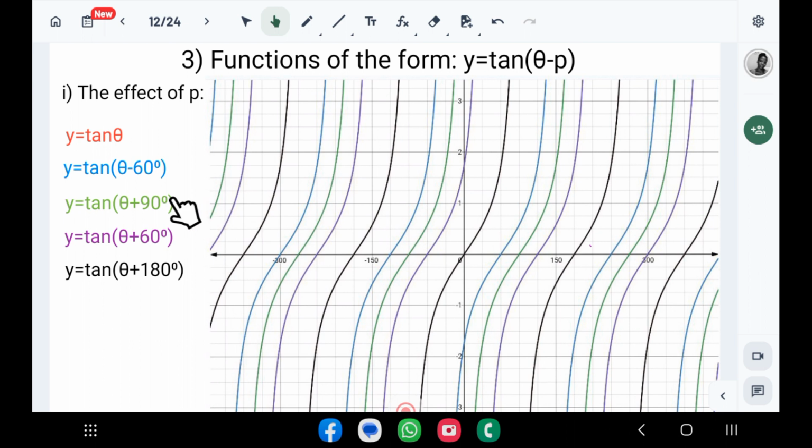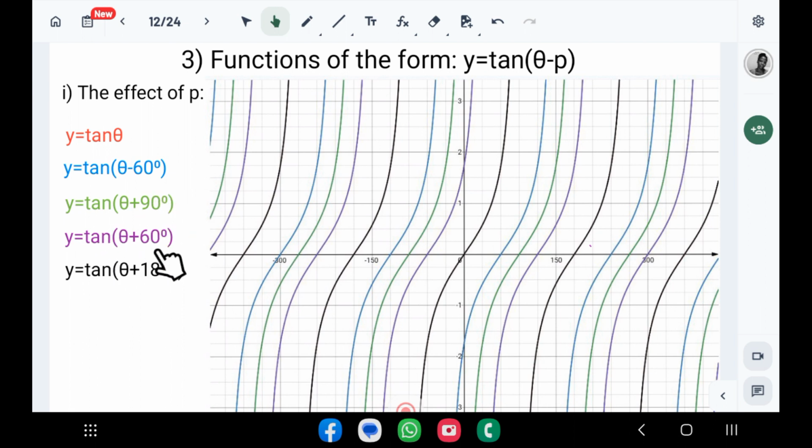All right. Now for the green graph, that is shifted 90 units to the left. Plus 90 means 90 degrees to the left. Compared to the standard graph right in the middle, let's see. We've got this right in the middle. Let's count 90 degrees to the left. 1, 2, 3. And that's where you should get the green graph.